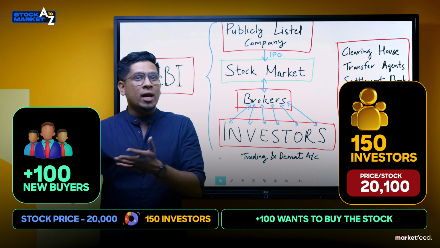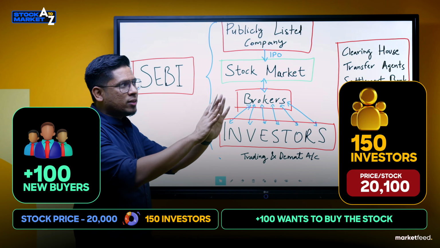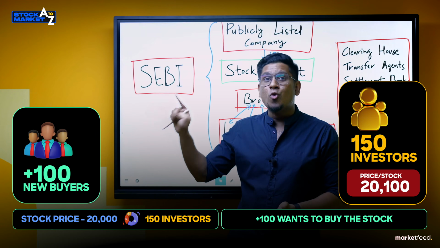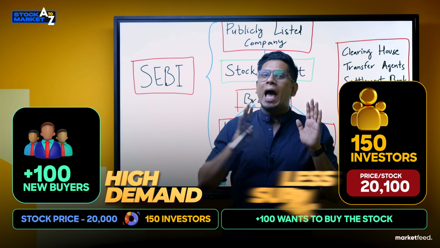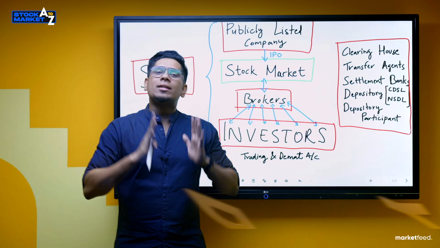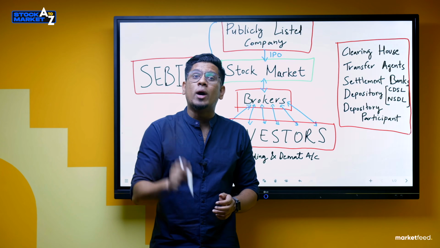Won't these people be ready to buy? Because there is huge demand. There's some way they're trying to buy the stock from those people. So when these people are telling, okay, give us 20,100, won't they give? There is high demand and less supply only. Okay, so the transaction will happen, and transaction will happen at the rate of 20,100.